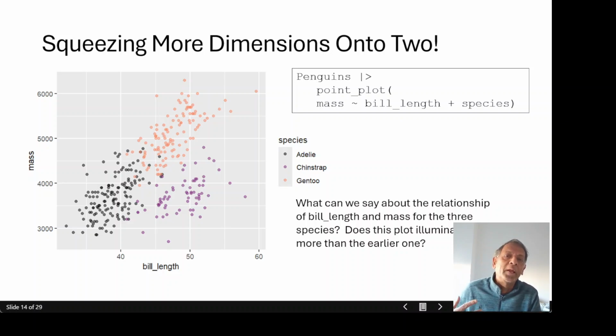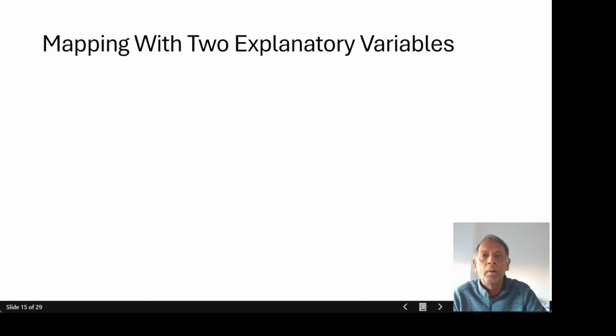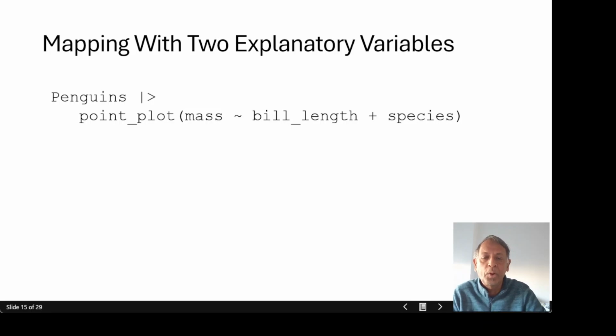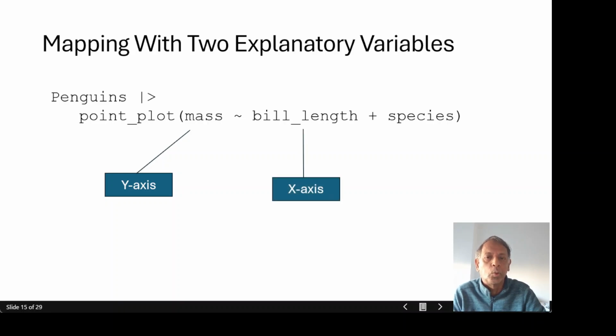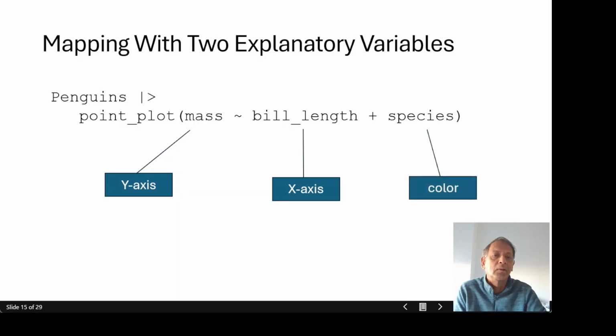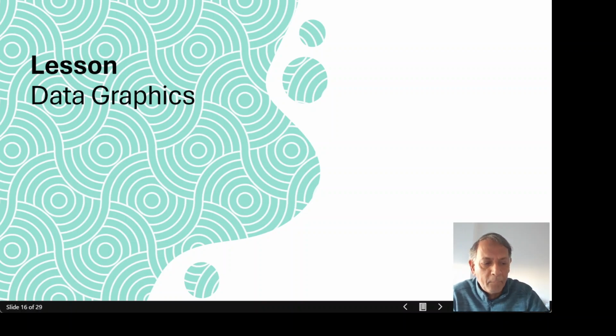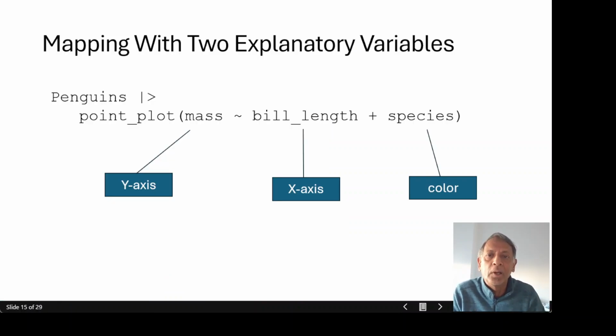Earlier, we were only looking at how the mass varies based only on the species. Now we are able to say how the mass varies given the species and the bill length. Both have an effect on mass. Okay, so with two explanatory variables, the mapping goes like this. What we put first goes on the y-axis. What we put second, which is right after the tilde, goes on the x-axis. And what we put after that is used for coloring. Okay, so that's about formula expressions.